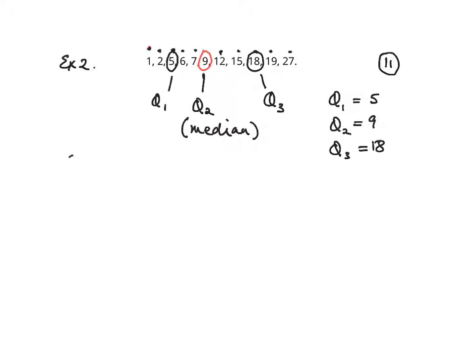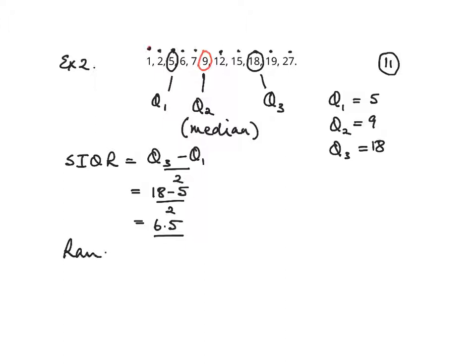So what else can we do? We can work out the semi-interquartile range. The formula is Q3 minus Q1 over 2. So it's 18 minus 5 over 2. And that's 13 over 2, which is 6.5. What else can we do? We could work out the range. So that's largest take away the smallest. And that will be what? 27 take away 1, which is 26.